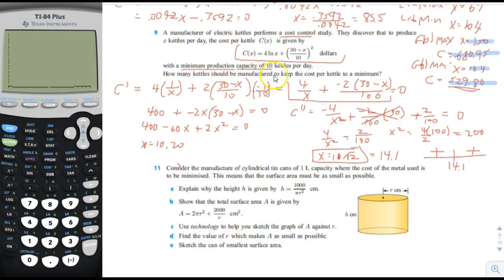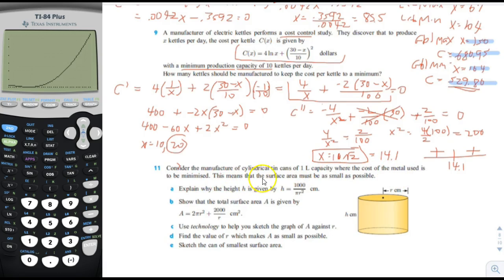Okay, so how many kettles should be manufactured to keep the cost to a minimum? It should be 20. Okay, we can see on the graph the 20 is a little bit lower than the 10. By the way, I regraphed this, and so this is like x equals 10, and this is x equals 20. You can see that 20 is slightly lower than 10. So both are stationary points, but this one is a local minimum. Okay? Alright.